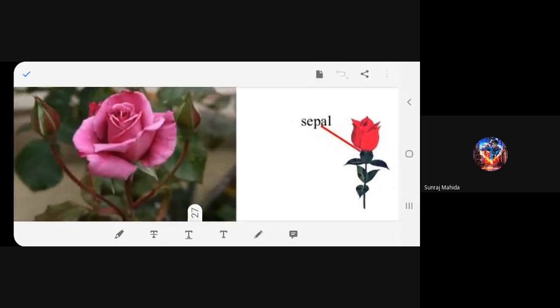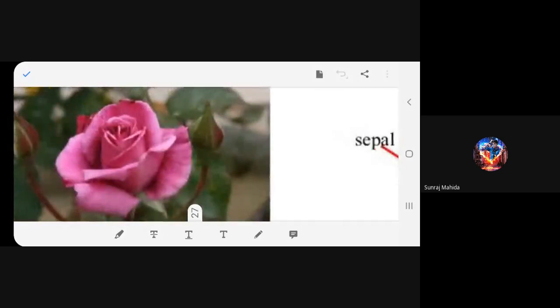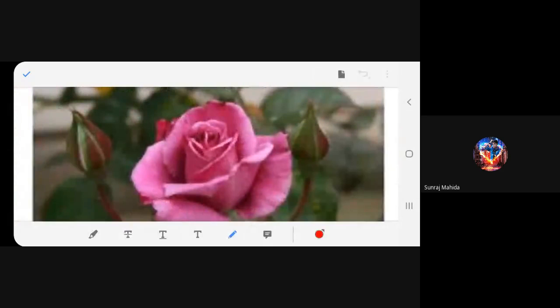The small leaves are here. Here are the sepals. Can you see? See, can you see this? All these are sepals. No, these are sepals. The buds are inside the sepals. Got it? So what is it doing? It is protecting the bud. It is protecting the baby flower. You understand?